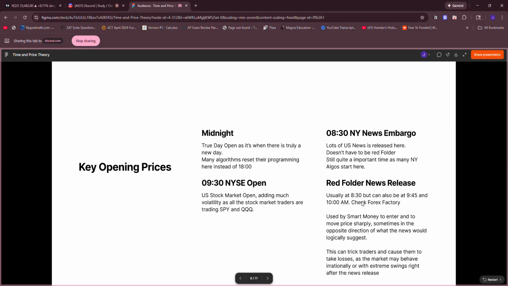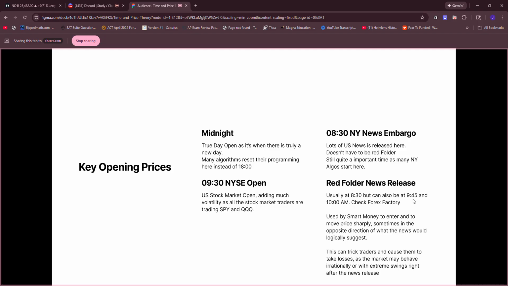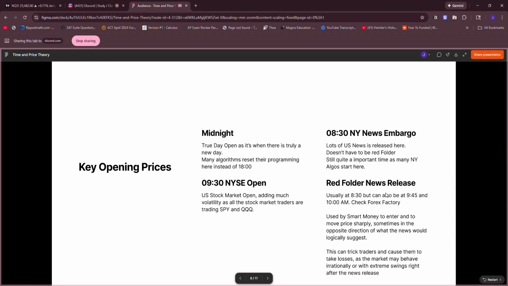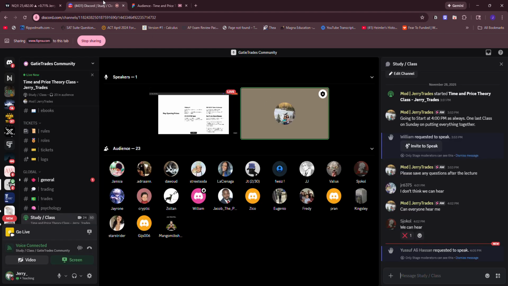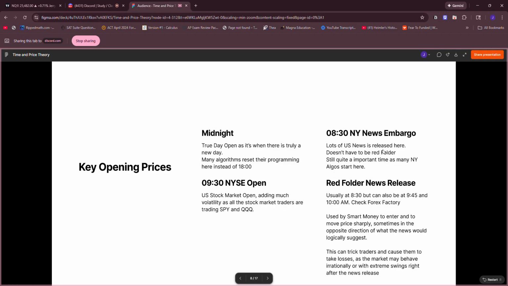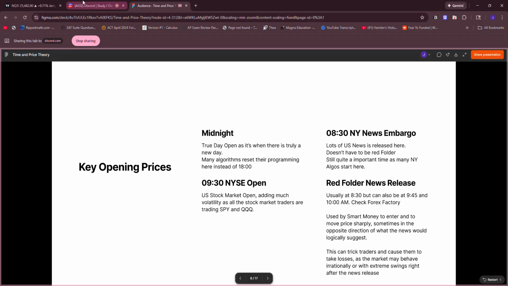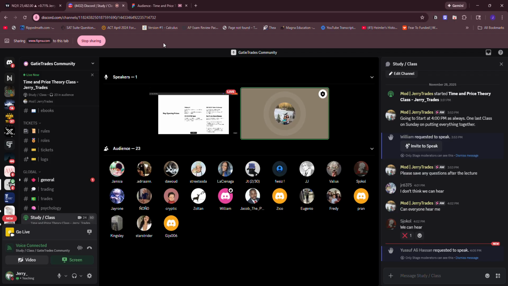And then we have red folder news releases, as I said, 8:30 most of the time, but they can also be at 9:45, 10 a.m. Use forexfactory.com. It is used by smart money to enter and to move price sharply. Sometimes you'll get bullish news, like we beat unemployment numbers, but the market will still move lower because a lot of people are gambling on news. Smart money will use that volatility to put in their positions, and that's why it moves lower. This can trick traders and cause them to take losses, and the market will behave irrationally or at extreme swings. That's when you see those big wicks at 8:30, usually with CPI, and we'll talk about that.